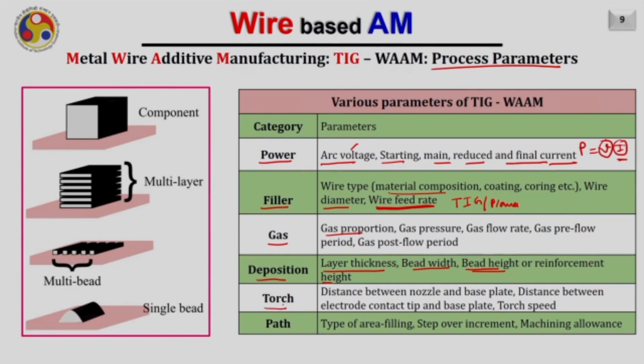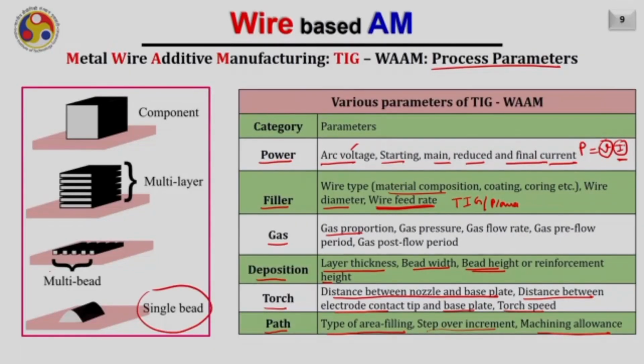The torch related parameters are such as the distance between the nozzle and the base, which is also called the standoff distance, and the distance between the electrode tip and the base plate, which basically gives you the arc length, and then the torch speed. The path related parameters are such as which type of area filling path you are using, what is going to be the step over between two consecutive passes, and the machining allowances if required.